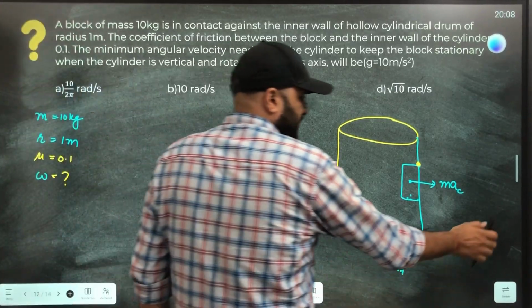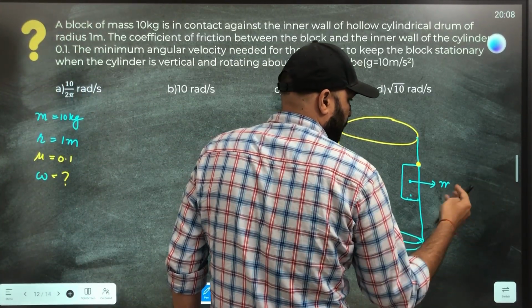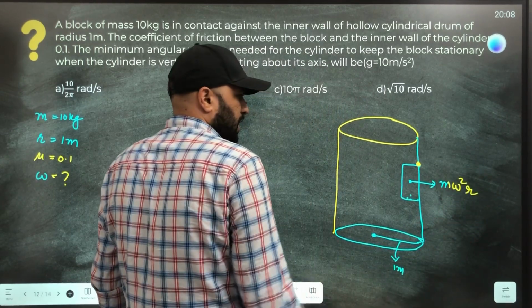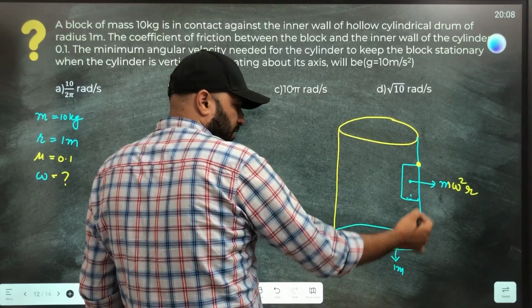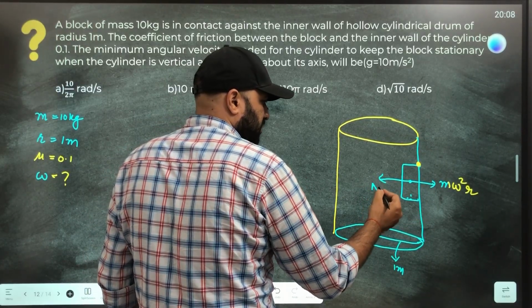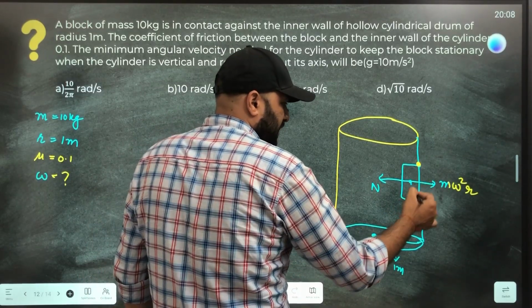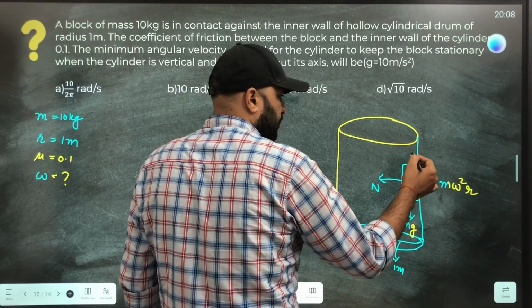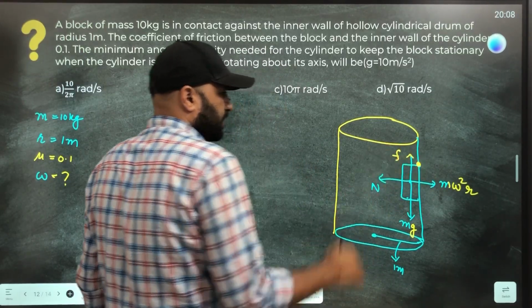And what is this value of a_c? We know it is nothing but omega square r, correct? So m omega square r. Between this block and the surface of the wall of the cylinder, there is a normal reaction acting in this direction, and weight is acting downward in direction mg, and frictional force is acting upward in direction f. Clear?